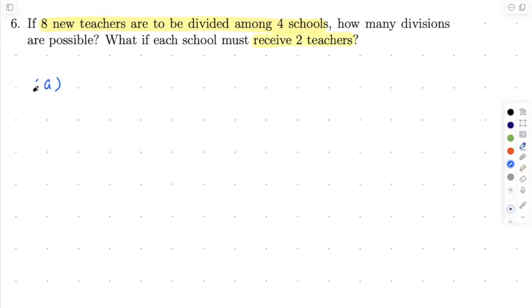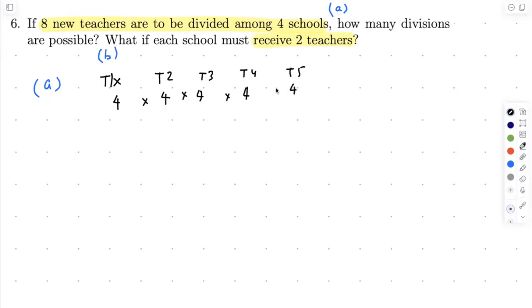For the first part, let me consider this to be the first part, and from here onward is the second part. So there are eight teachers divided among four schools. For the first teacher, T1, how many possibilities are there? Where can he go? The answer is there are four possibilities. Out of four schools, he can go anywhere. For the second teacher, again four schools are available. For the third, again four. Fourth teacher, again four.